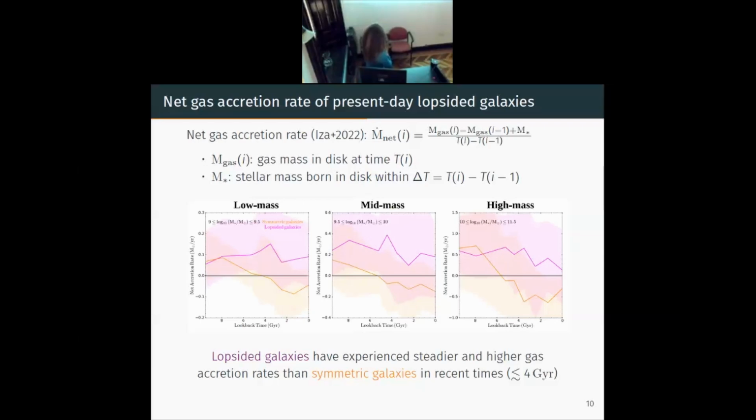And we see that, specifically in more recent times, the lopsided galaxies have generally experienced higher net accretion rates onto the disk compared to the symmetric ones. This might explain why the lopsided galaxies may have experienced higher net gas accretion rates, which kept the star formation overall constant until more recent times and shaped a more gradual mass assembly.